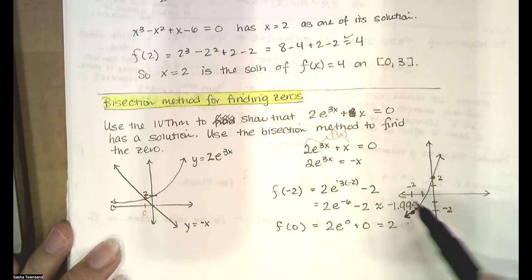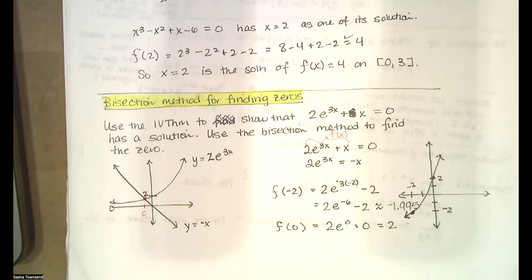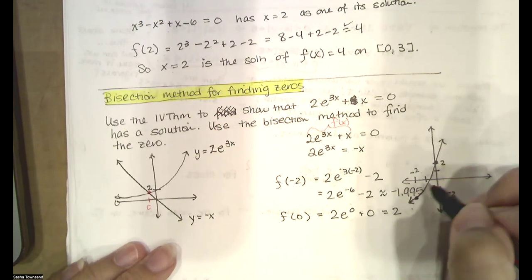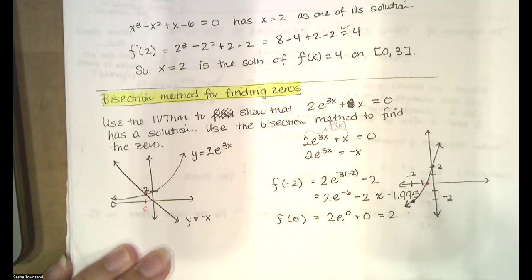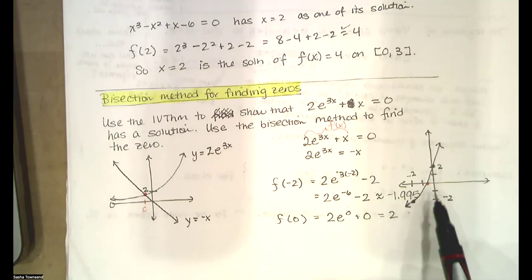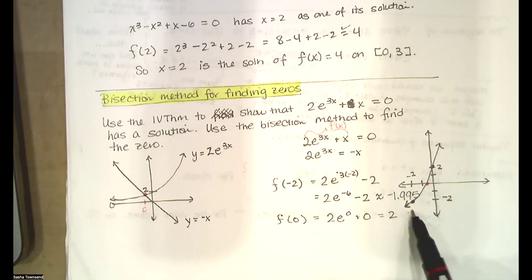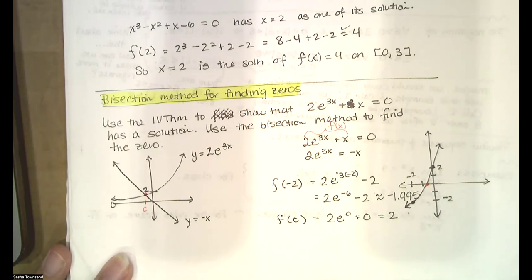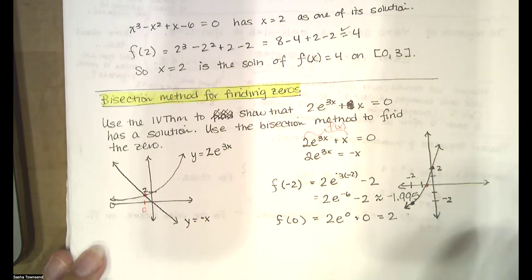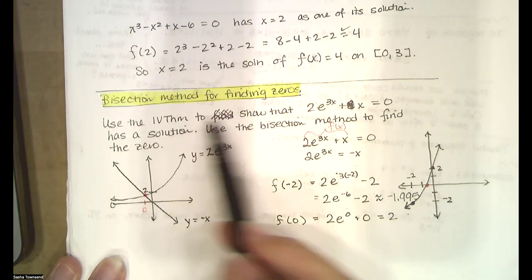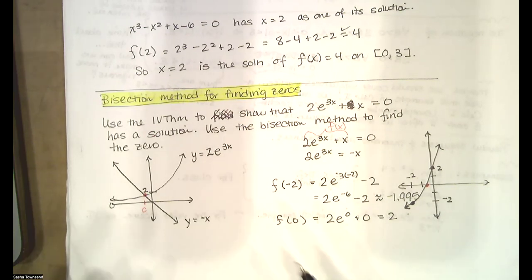Well, if the function's continuous, then it does. There is an x value on this interval. It looks like it happens right there, where the function is equal to 0. Now, if you're saying, okay, let's make sure we're using the theorem properly. It says, use the theorem to show that this has a solution. Well, what do we need to know?